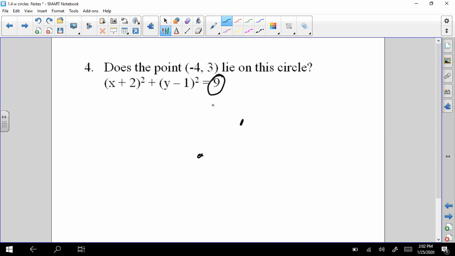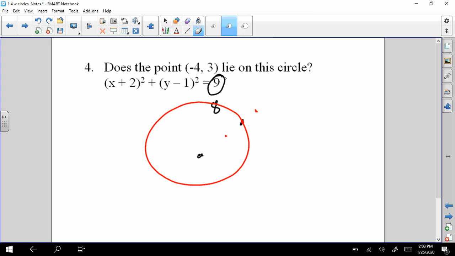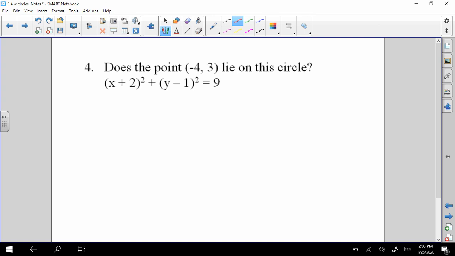So if something comes out less than 9, then we would expect that point to be on the inside of the circle. If something comes out to be greater than 9, we'd expect the point to be outside the circle. And if something comes out to be exactly 9, we'd expect it to lie on the circle. And the only way I'll know is if I test it. I'll test it by putting in the x value.